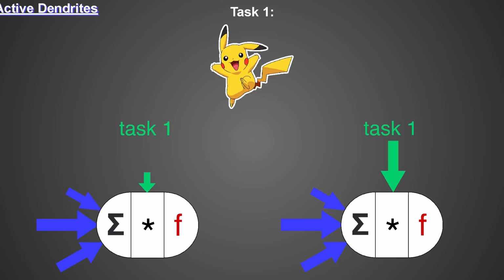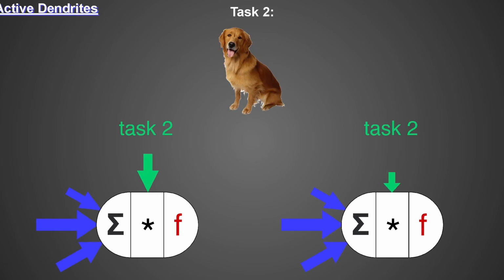And for task 1, detecting Pokemon, this neuron on the left is pretty down regulated. It's not too important for the task, where this neuron on the right is very important. It is multiplied by a large value. And then they kind of switch roles here for task 2, where for task 1, the neuron on the left was not as important as the neuron on the right. It's vice versa here for task 2. And this type of thing is learned through training.